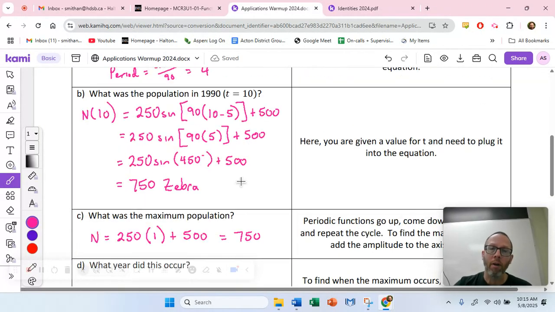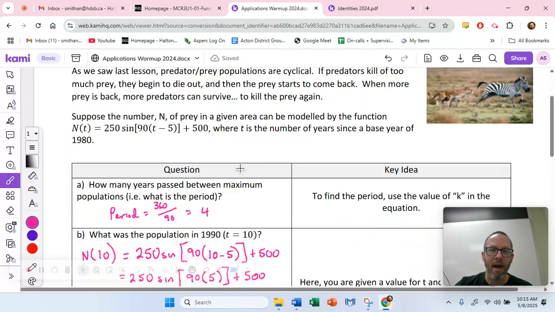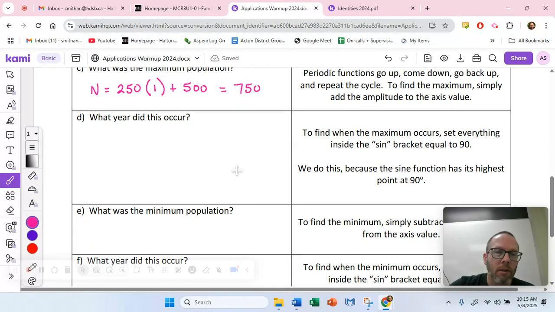So in our question, we have 90 times t minus 5. And we have to find out when is this equal to 90. Why? Just talked about it, and it's in the margins there. It's because that's when the sine function's at its highest. This is an equation that you guys all solved in your grade 9 courses, grade 10 courses. I'm going to just solve this in a specific way.